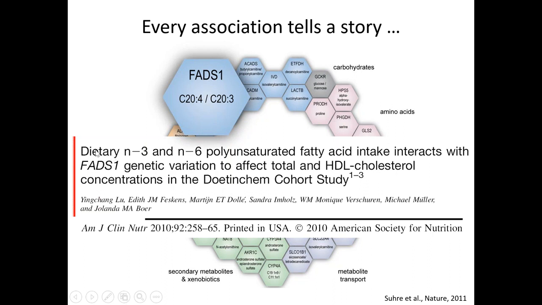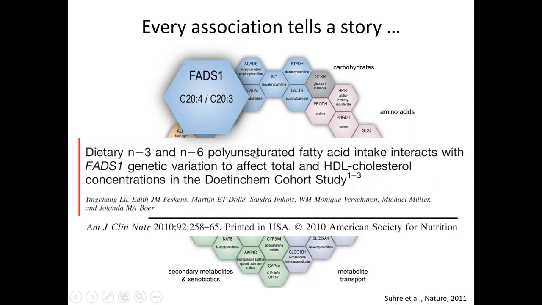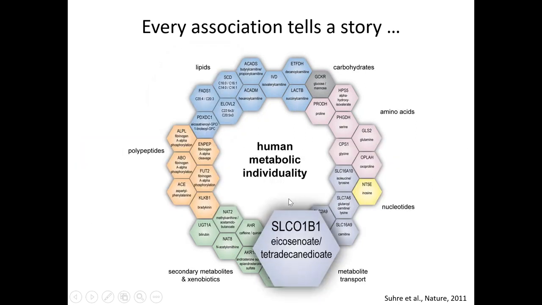It's an interaction between the intake of omega-3 and omega-6 fatty acids, which are the substrates of FADS1, FADS1 genetic variation, and the outcome HDL cholesterol. So you can actually use these genetic variants to predict the outcome of certain dietary intakes as a function of genotype. Another example is pharmacogenomics.